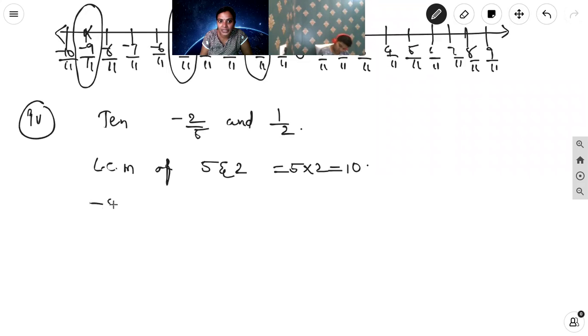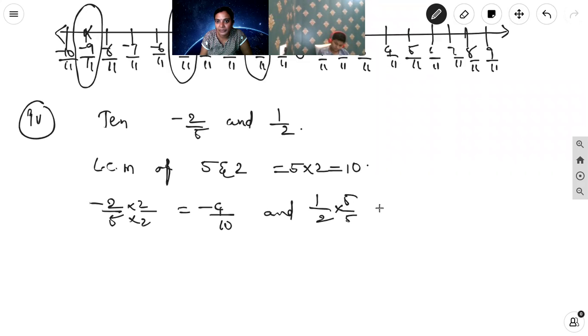Convert into like fractions. Minus 2 by 5 into 2 by 2 is minus 4 by 10. And 1 by 2 is multiplied with 5 by 5, so 5 by 10. Just you can count here: minus 4 by 10, 5 by 10.